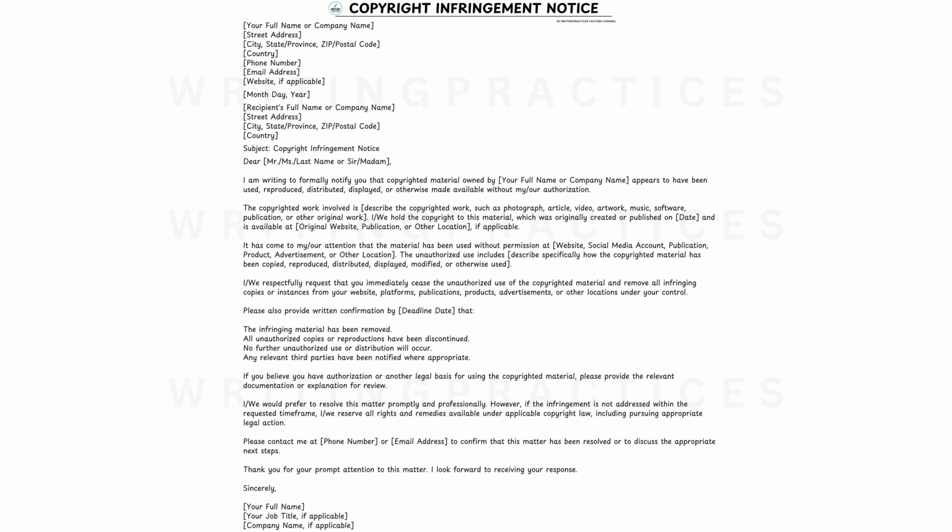A strong copyright notice clearly identifies the protected work, explains the alleged unauthorized use, requests specific action, and gives the recipient a reasonable opportunity to respond. If the matter involves significant financial losses, complex ownership questions, or potential litigation, consider obtaining advice from a qualified intellectual property attorney before taking further action.